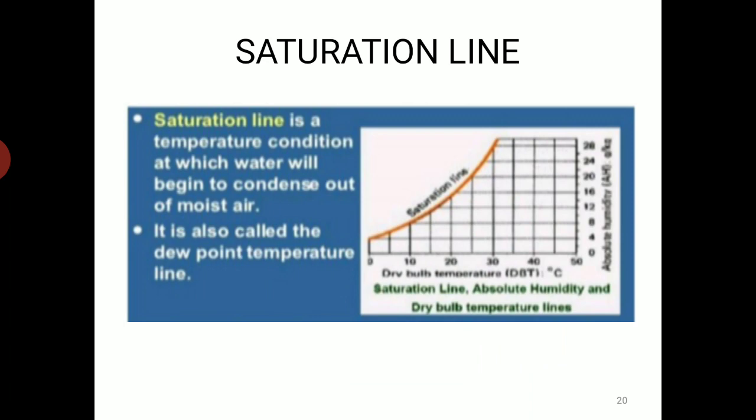Saturation line: the orange colored line is called the saturation line. There is the dry bulb temperature vertical line, and there are horizontal lines. The horizontal lines are otherwise called absolute humidity lines or humidity lines, W. The W values will be on the right hand side of the y axis.